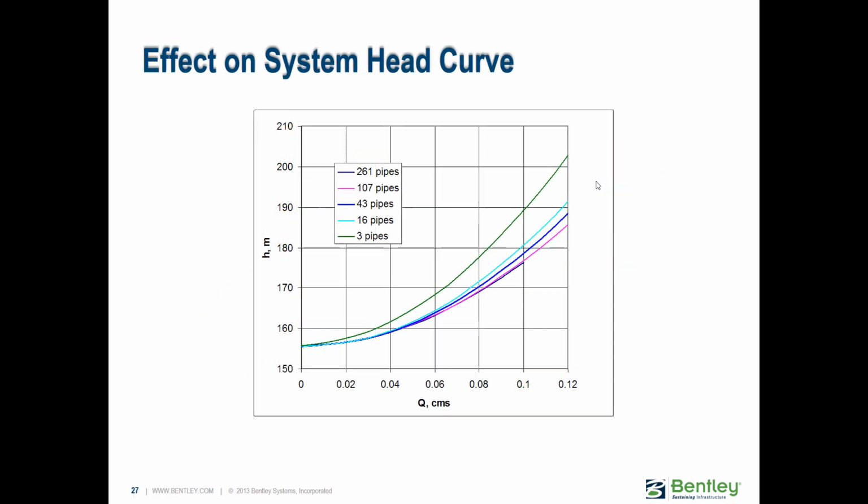Now here's the effect on the system head curve. Looking at a system head curve is a fairly good way to assess the system conditions for a range of flows. So you can see that the green line here is the 3 pipe model, and that is a bit more of a significant change to the system head characteristics versus the other one. So maybe the 16 or the 43 pipe version of the model may be appropriate. So this is the type of analysis you could do. If you have a pump, you could run a system head curve as you start skeletonizing the model to see if it reaches a point where there's a significant impact on the overall system head curve.